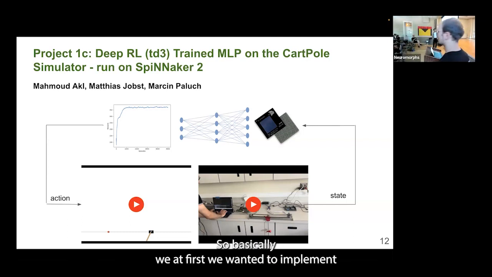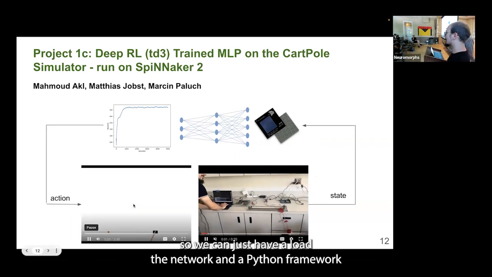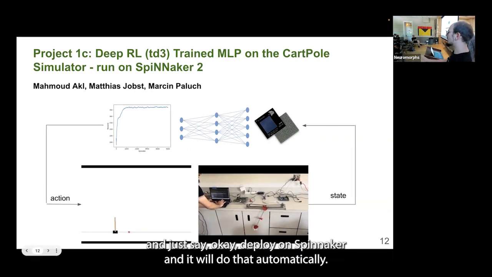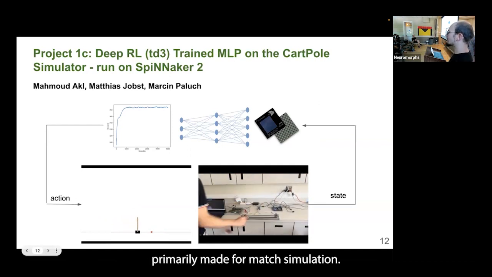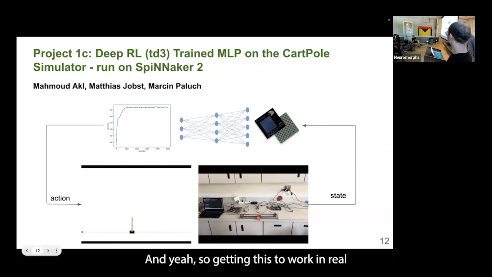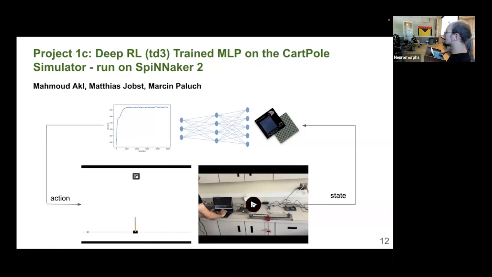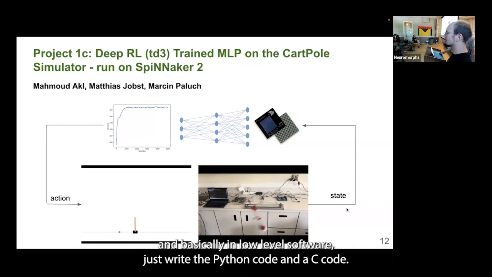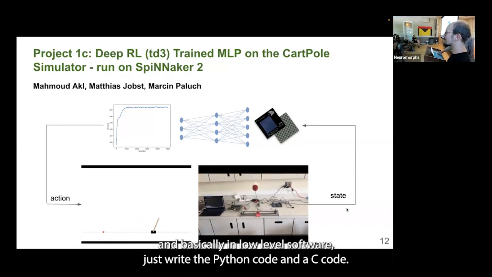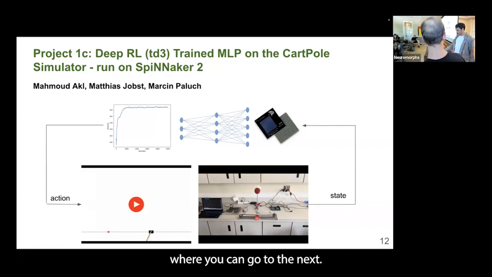Yeah, so basically, at first we wanted to implement a spiking neural network, because there we have quite a nice framework, so we can just load the network in a Python framework and just say, okay, deploy on Spinnaker, and it will do that automatically. However, that framework, as Mahmoud said, is primarily made for batch simulation. And so getting this to work in real time is still quite a bit more software development effort. So instead, in the middle of the workshop, we decided to go another route, to implement an MLP in low-level software, just write the C code. So we basically implemented this model in software on one of the cores. So maybe you can go to the next slide.